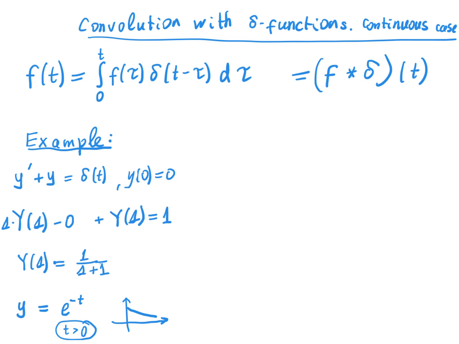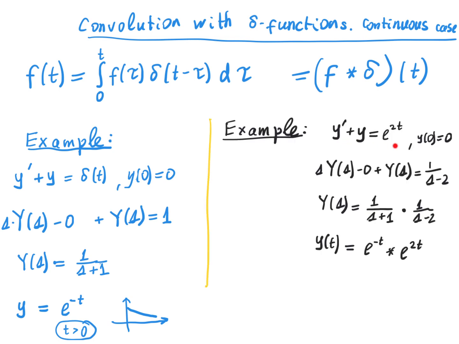So now the left side has common factor Y. If we pull it out, we have Y times s plus 1. So we can isolate Y. So Y will be 1 divided by s plus 1. And the inverse Laplace transform of this is just the exponential function e to minus t. That's for all t greater than 0. This doesn't apply to the moment t equals 0, like before the delta impulse.